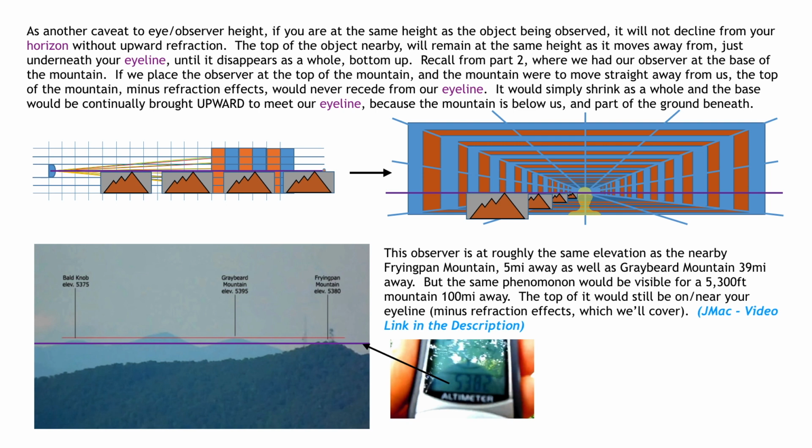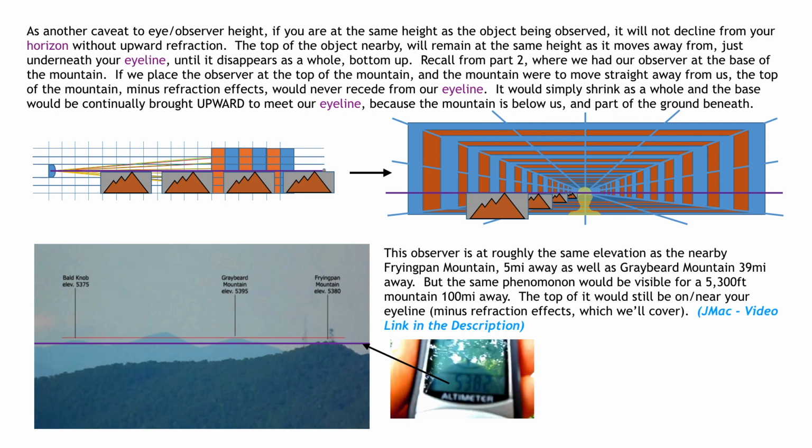So recall from part 2 where we had our observer at the base of the mountain. If we place the observer at the top of the mountain and the mountain were to move straight away from us, the top of the mountain, minus refraction effects again, would never recede from our eye line. That tip of the mountain stays right where it is the entire time. It would simply shrink as a whole, and the base would be continually being brought upward to meet our eye line, again because the floor meets the ceiling within perspective. This is because the mountain is below us and is part of the ground underneath.